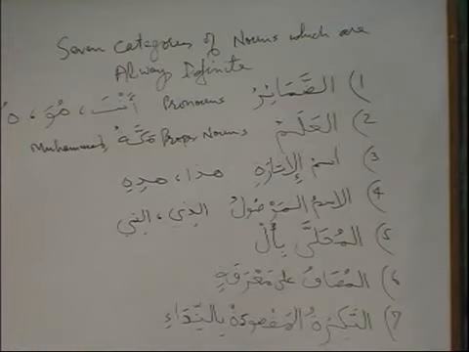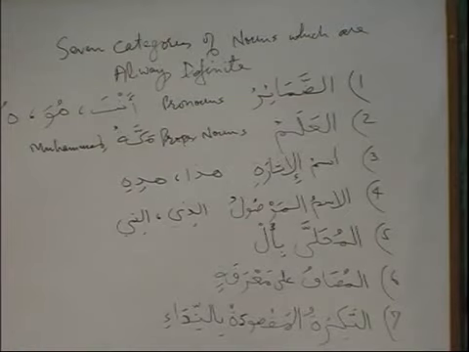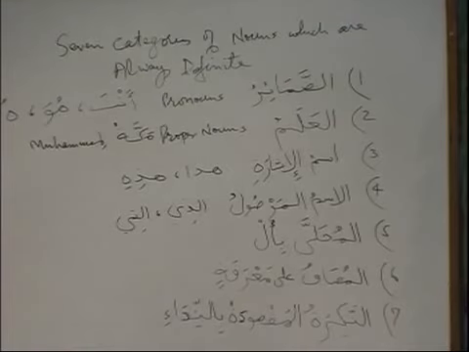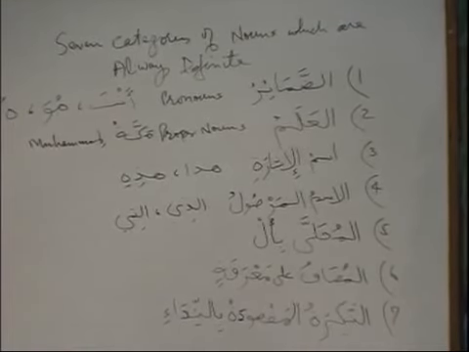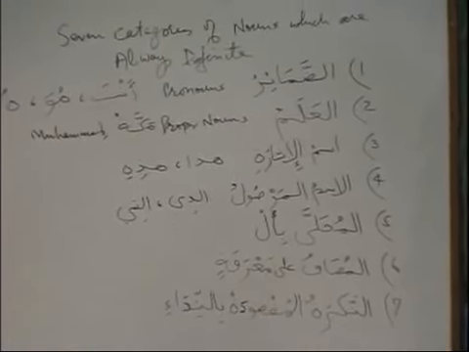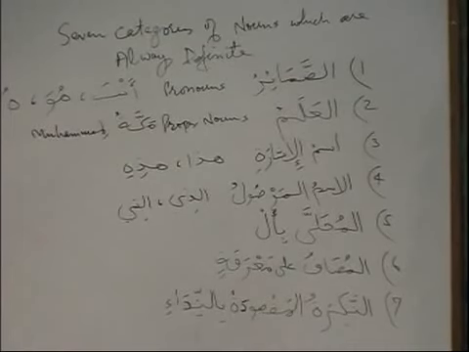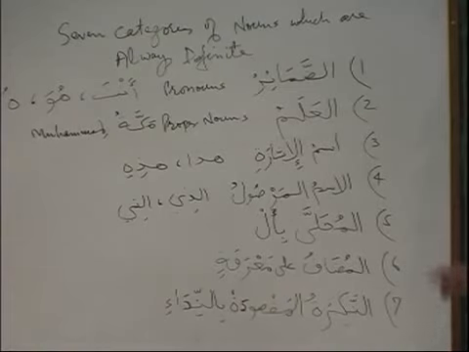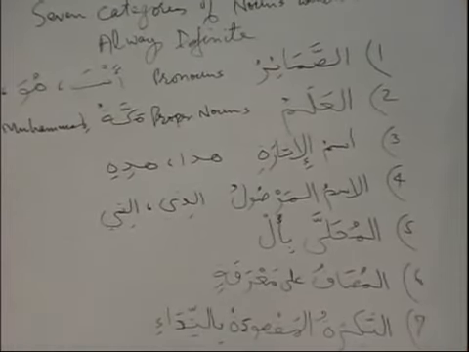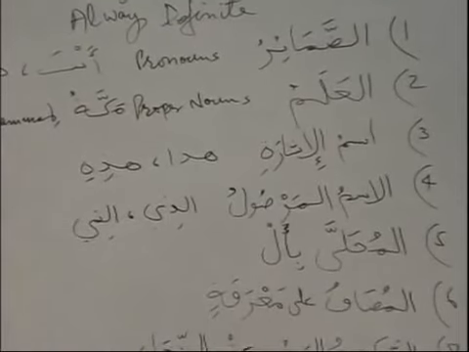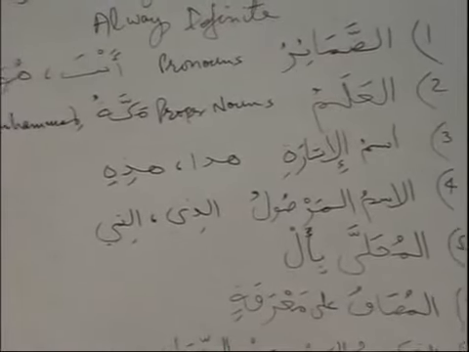And then al-muhalla bil-al. Remember this word, al-muhalla. What is the meaning of al-muhalla? Decorated with, adorned with. You decorate something. You decorate a noun with al, and it becomes definite. Fine, brothers and sisters. And then al-mudaf ala marifa. When the mudaf ilayhi is marifa, mudaf is definite.